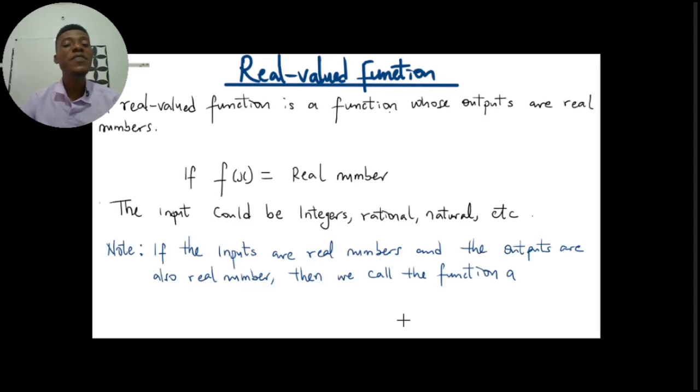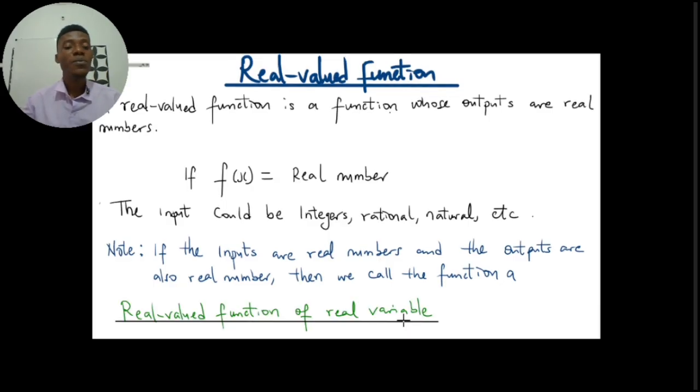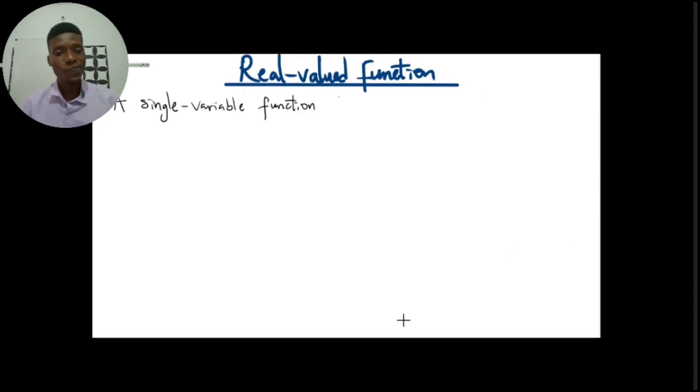Note that if the inputs are real numbers, now we are trying to consider the input and output. If the inputs are real numbers and the outputs are real numbers, the name then extends to real valued function of real variable. Can you see the difference now? When you say real valued function, it is only the output that needs to be real. When the input and output are both real, then you call it a real valued function of real variable.